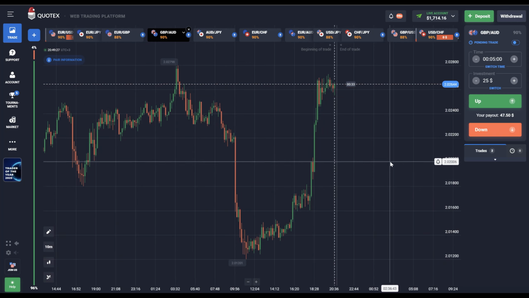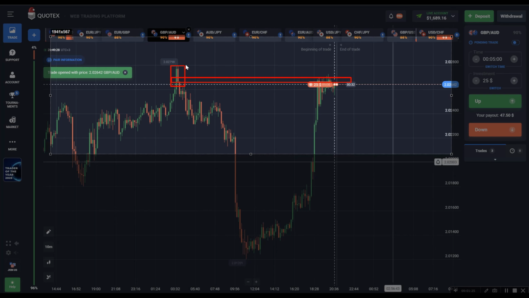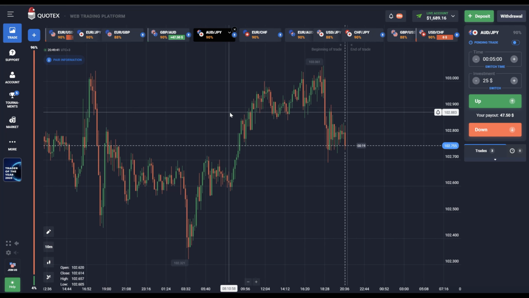British pound, Australian dollar, a trade for a downward movement. We have a local maximum. The price has hit the zone, so far it can't break through it. Here we have a small false breakout. But overall, all the candles are reversing from about the same level. That's why I'm opening a trade for a downward movement.